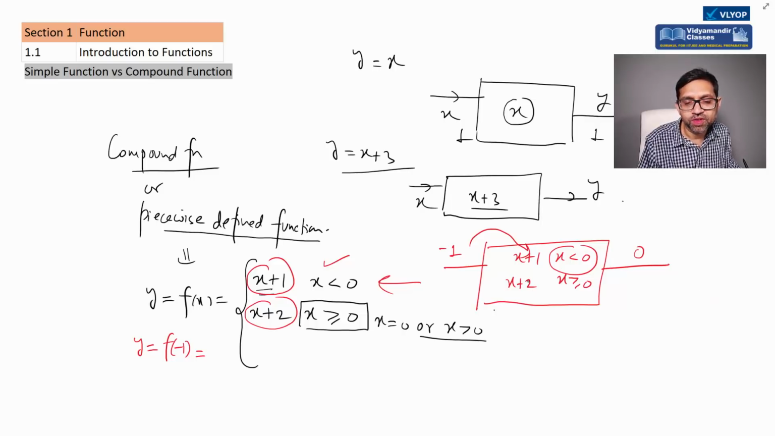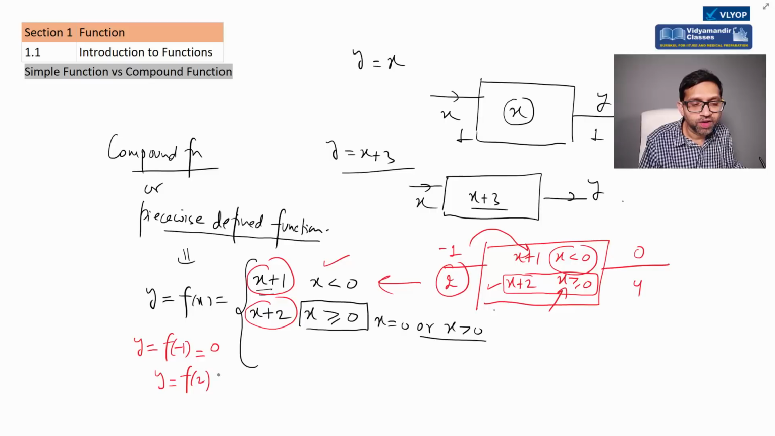This is not used, right? This is not used because x is not 0 or positive. So f of minus 1 is 0. Now if I replace 2 as input, I'm talking about f of 2, and 2 is greater than 0, so this definition will be processed. Not this definition, only this definition will be processed. And we are adding 2 to it, the answer will be 4. Y equals 4.